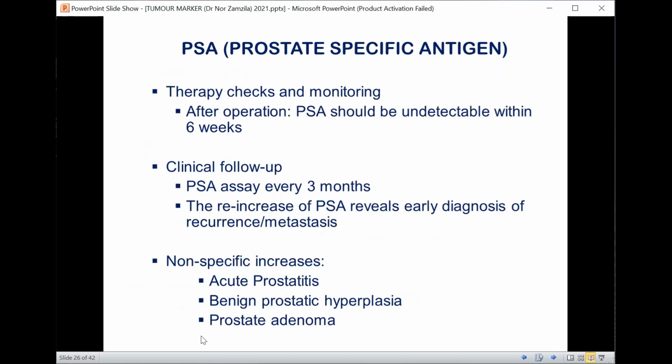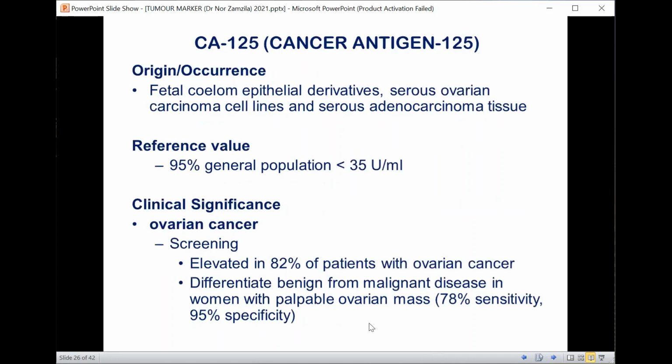So we can also use PSA for the monitoring of the patient after treatment. Right after operation, PSA shouldn't be detected after 6 weeks. Then you can follow up every 3 months to look for recurrence or presence of metastasis. And you also have to bear in mind, PSA may be increased in non-cancerous conditions like prostatitis, BPH, and also prostate adenoma. The increase in PSA does not necessarily mean that the patient is having prostate cancer, but it is a prostate problem, not necessarily prostate cancer.